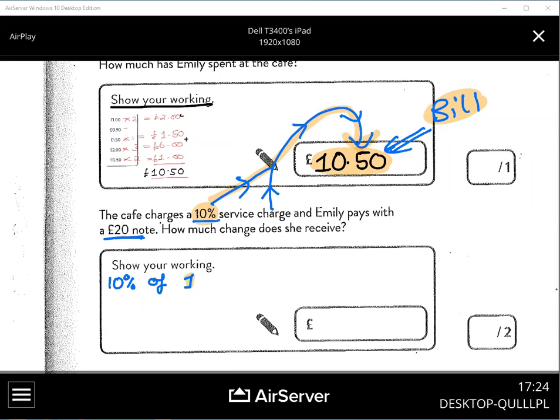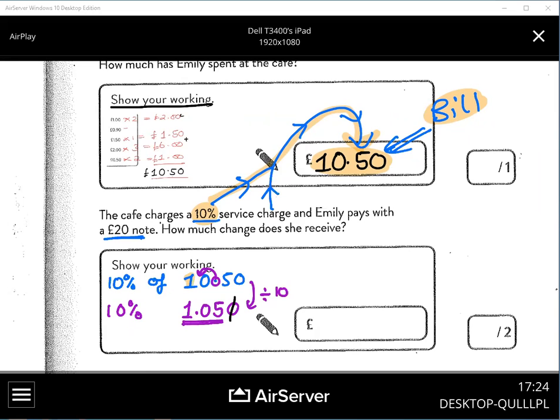10% of £10.50. So can you give me the method for that, please? To do 10%, you need to divide it by 10, because 10% means 1/10. So if you do £10.50 divided by 10, what do you get? £1.05. The last zero is called an unnecessary zero, even though we copy it down from the top. You don't need it in the final part.